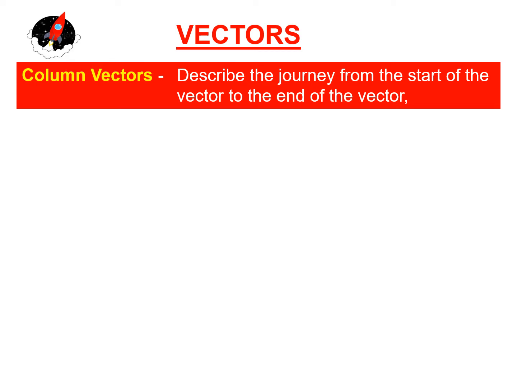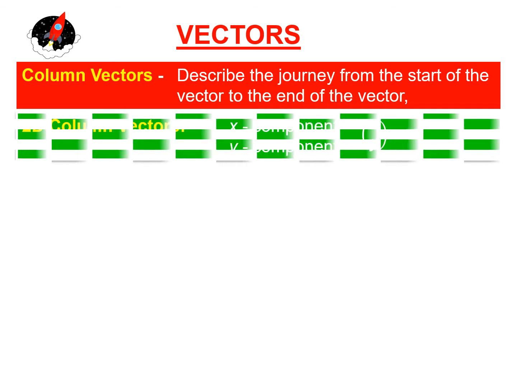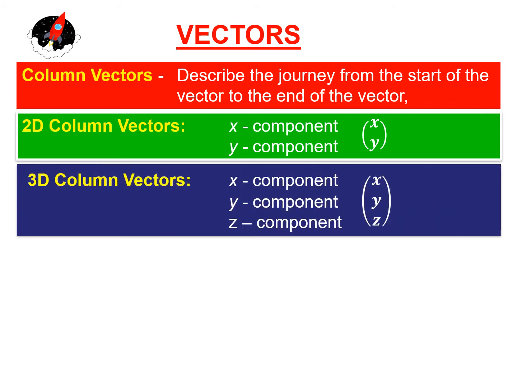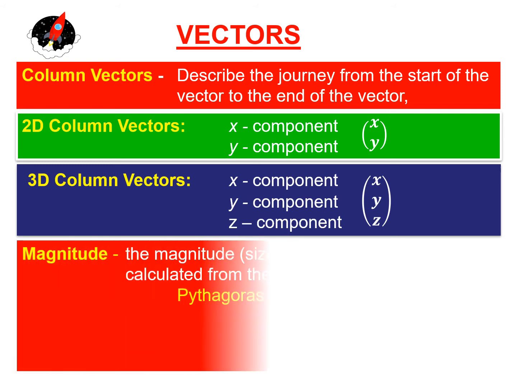So just to remind you, a column vector just describes the journey from the start of a vector to the end of the vector. We can have these in two-dimensional, which means it would have an x component and a y component, and a three-dimensional column vector, so it would have an x, y and a z component, and they are just written like coordinates but vertically.